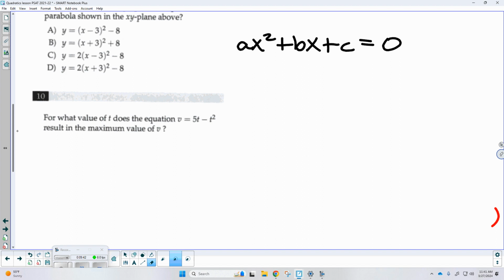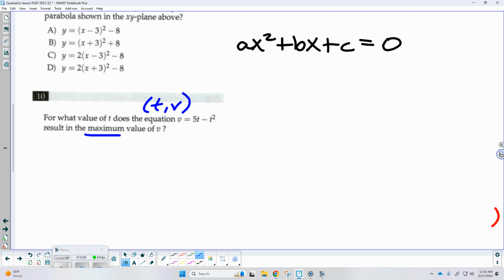Anyway, for what value of t does the equation v equals 5t minus t squared result in the maximum value? Okay, so if we're looking at an ordered pair for any point that would appear on this, you're going to have t comma v. So whatever t you put in, the v is going to be dependent on that. Now, we're looking for the value of t that results in the maximum. So this is the same type of problem that we were just looking at. Minimum, maximum, in context of a quadratic, we're talking about the vertex.